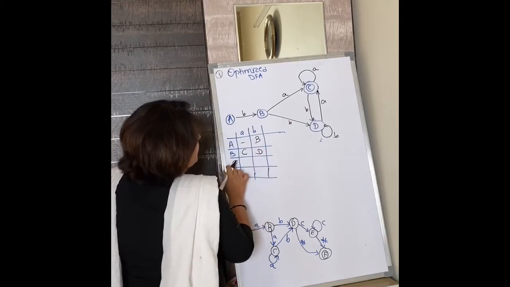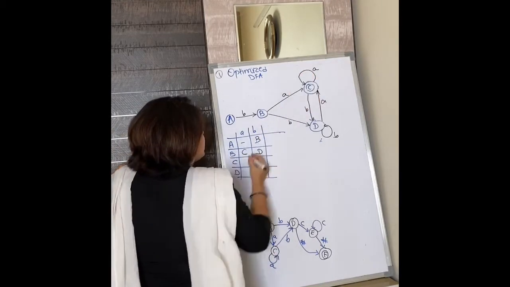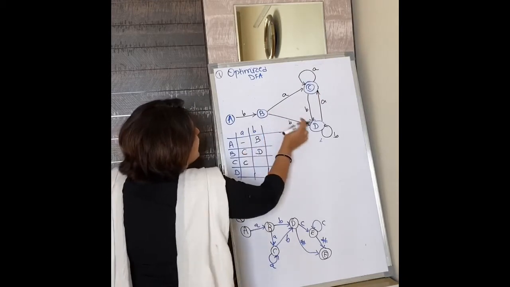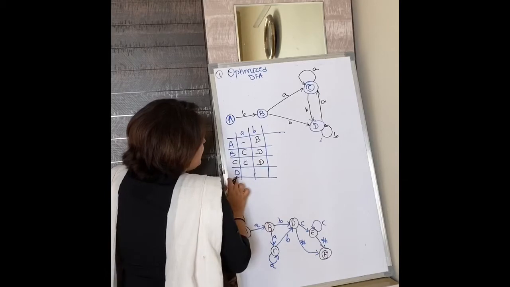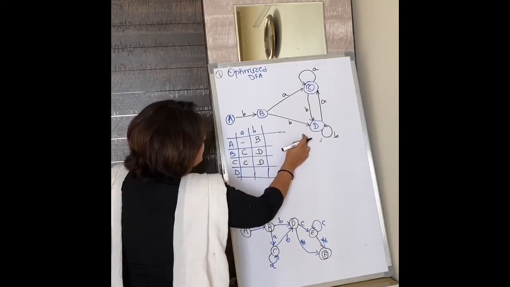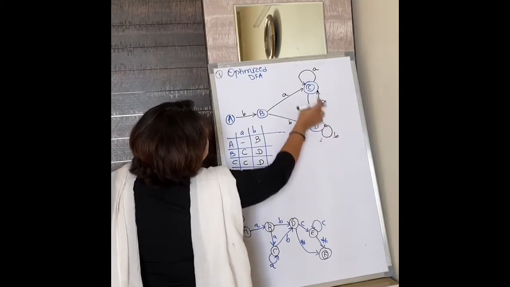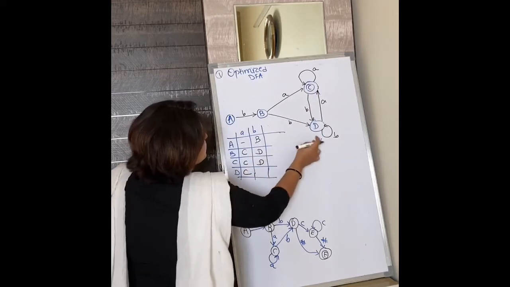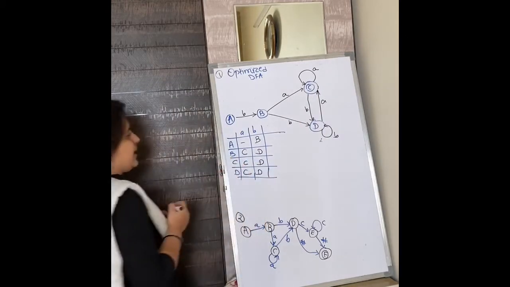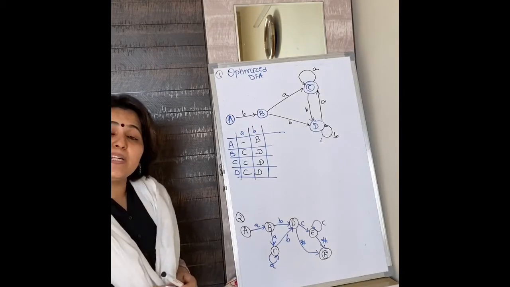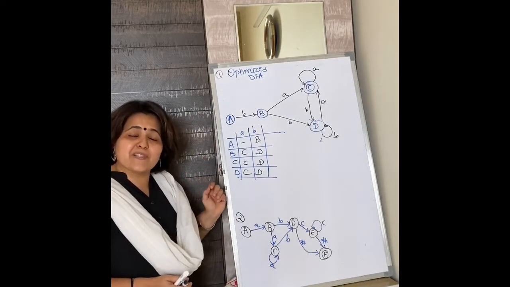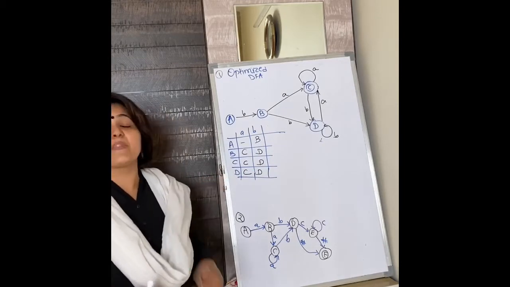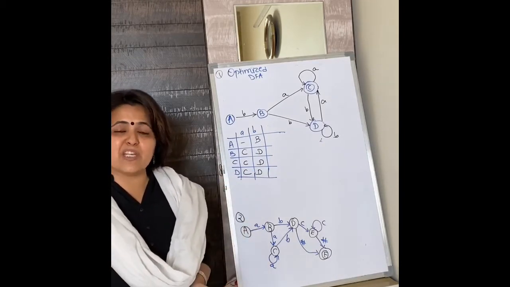From C, if I input small a, where will I reach? C. If I input small b, where will I reach? D. From capital D, if I input small a, where will I reach? C. If I input small b, where will I reach? D. So from the table itself, we can see that certain information is redundant. Certain sets are redundant sets, giving you the same information multiple times. So we need to optimize that.